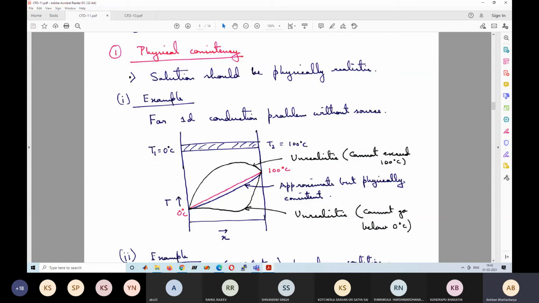So let me show you a couple of examples. One example is that let us consider a 1D conduction problem without any source term. There is a metallic plate or bar or rod, which is held at one end at 0 degree centigrade, and at the other end it is kept at 100 degree centigrade, and there is no source term. So at the steady state, what will be the temperature distribution here? What is the expected, exact, correct temperature distribution at steady state without source term?